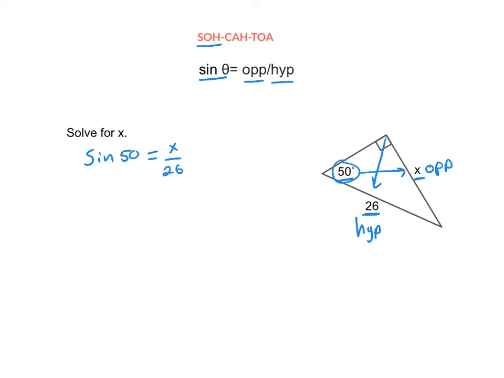Now, there's a couple of different ways to solve this. I like to put this over 1 and then cross multiply. So I take x times 1 is equal to x, and then that equals 26 times the sine of 50. So then you're going to put that in your calculator and see what you get. One important note is to make sure that your calculator is in degree mode and not in radian mode. It cannot be in radian mode, otherwise you'll get the wrong answer. So then once you put that in your calculator, we're going to get an answer of 19.92 when rounded to 2 decimal places.